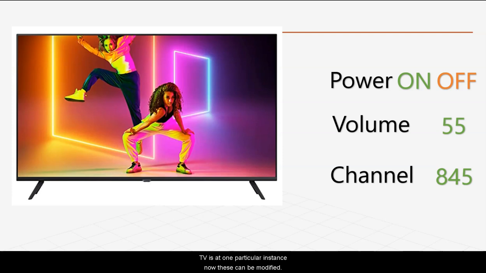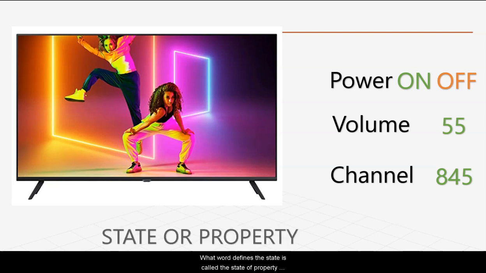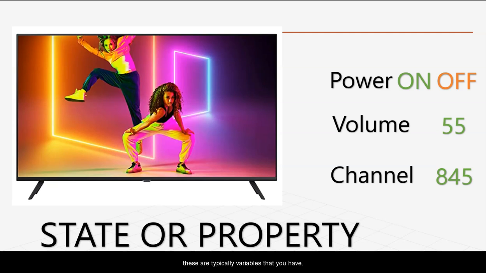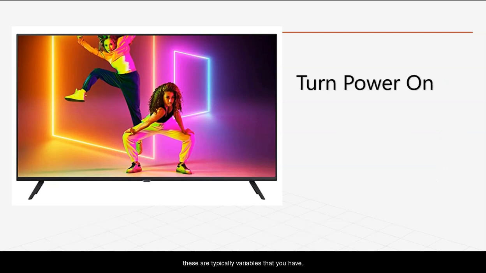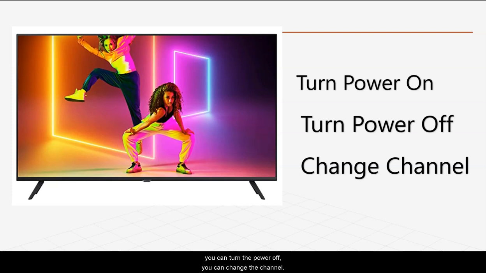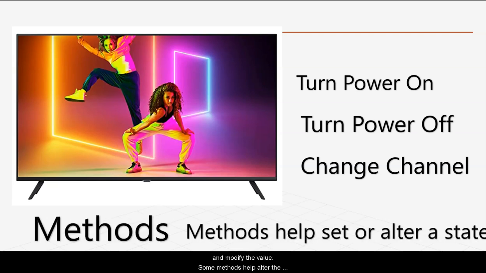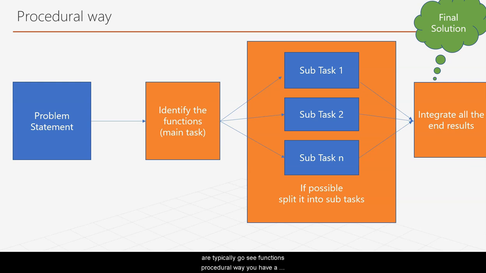Now, these states define how a TV is at one particular instance. Now these can be modified. Whatever defines the state is called the state or property. These are typically variables that you have. Now you can operate on these states using something called a method. For example, you can turn the power on, you can turn the power off, you can change the channel. Using these operations, you can act on a particular state and modify the value. So methods help alter the state, or methods help modify a particular state. So methods are typically your C functions.